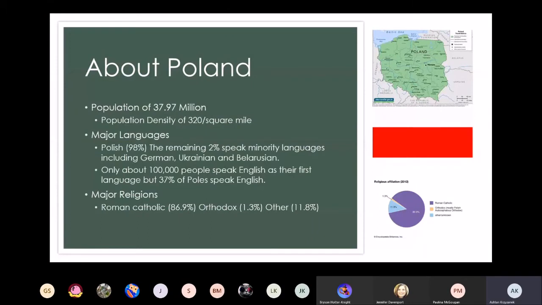So Poland has a population of about 38 million people with a population density of 320 people per square mile. The majority of the people speak Polish, but there are other minority languages spoken, and only 100,000 people speak English as their first language, but 37% of Polish people can speak English. And the major religion is Roman Catholic.